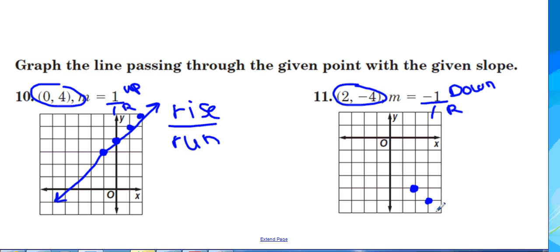And I'll do that again, down 1 and to the right 1. And again, I can reverse this to get more points on my line. Since I ran out of room on the coordinate plane, I'm also going to go up 1 and to the left 1. Connecting all 4 of my points together. Excuse my very crooked line. And there's my graph.